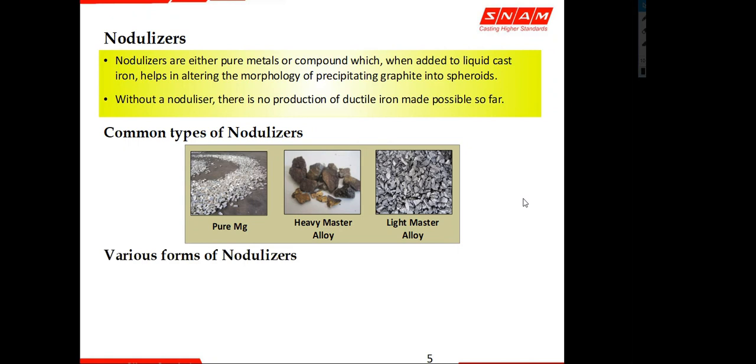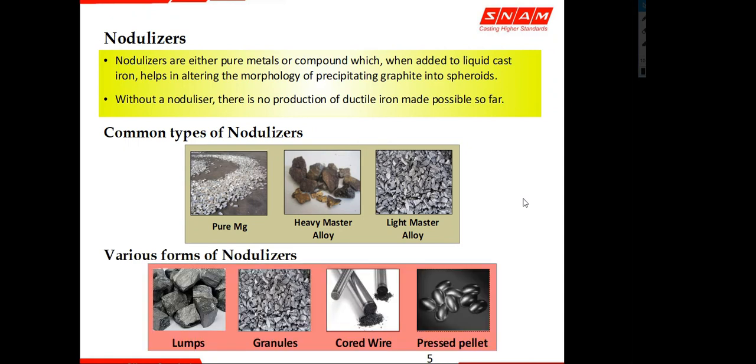So there are various forms of nodalizers available. The above mentioned three materials can be used in any of the following forms. First, in the form of lumps. Lumps are generally designated as anything from 25 mm to 100 mm in size. It's coarser in shape. And then come granules. Granules are generally broken down pieces of lumps, ranging from 1 mm up to say 20 or 25 mm, like 5 mm, 10 mm, 15 mm and 25 mm.